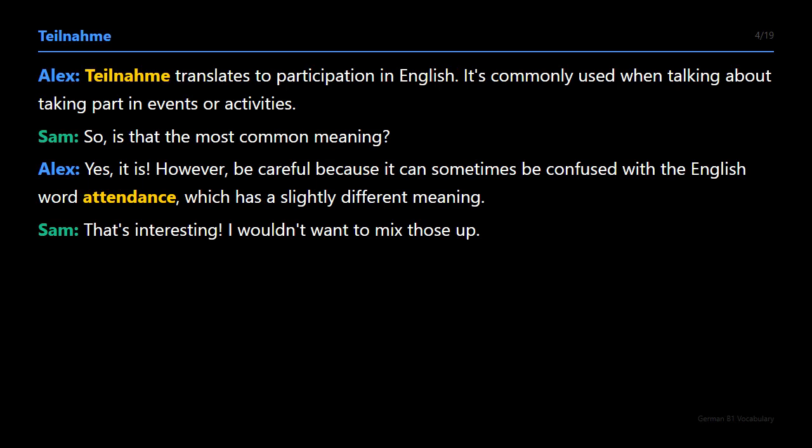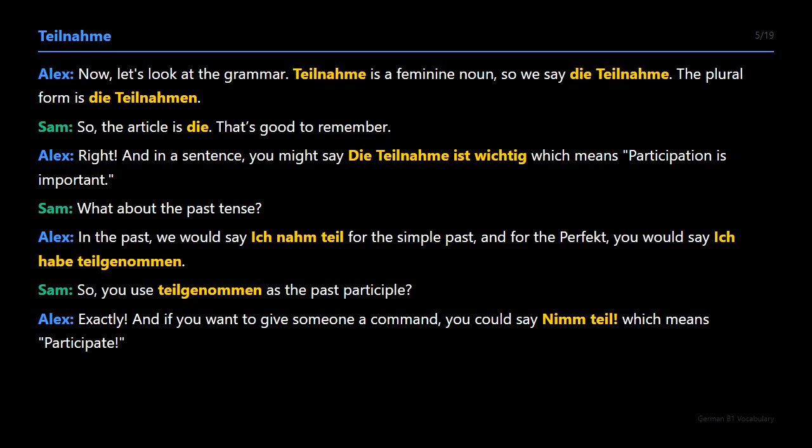Now, let's look at the grammar. Teilnahme is a feminine noun, so we say die Teilnahme. The plural form is die Teilnahmen. So, the article is die. That's good to remember.